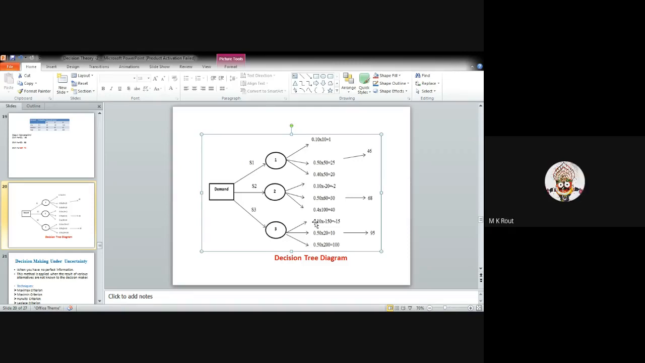It is directly cropped from the Word file into an image, so it is difficult to edit the particular image. Make it correct. In case of 95, you just write 75. And in case of the last one, 0.4 into 100, that equals how much? 80.